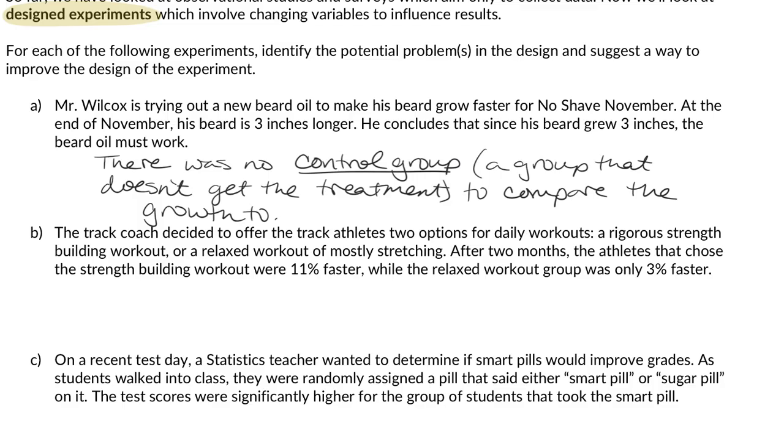Letter B, the track coach decided to offer track athletes 2 options for daily workouts: a rigorous strength building workout or a relaxed workout of mostly stretching. After 2 months, the athletes that chose the strength building workout were 11% faster, while the relaxed workout group was only 3% faster. What's wrong with this study? Because now we have 2 levels of treatment to compare, so we're good on that aspect, but what else is maybe wrong?